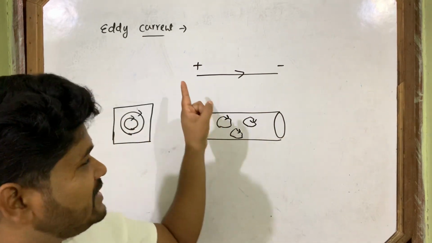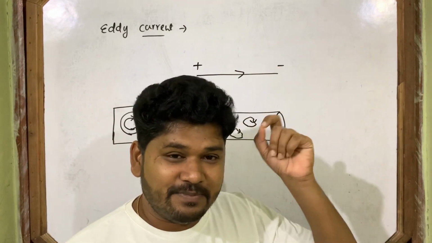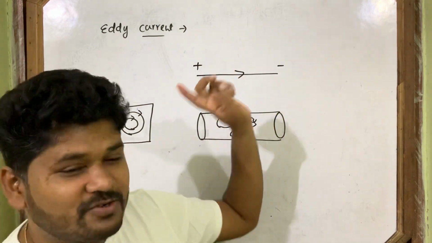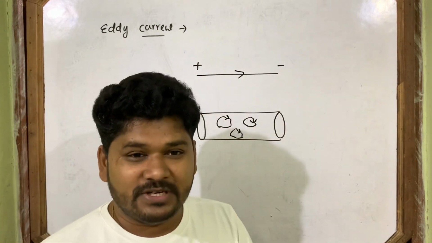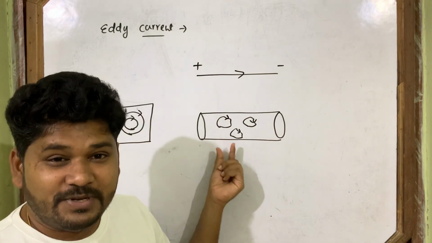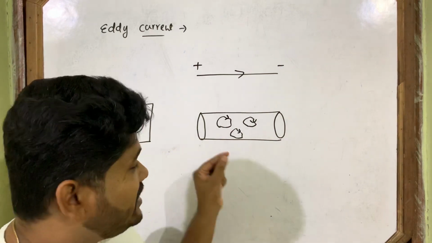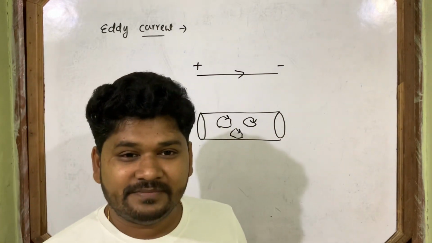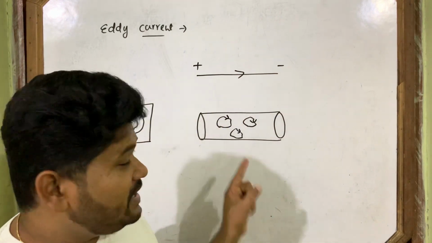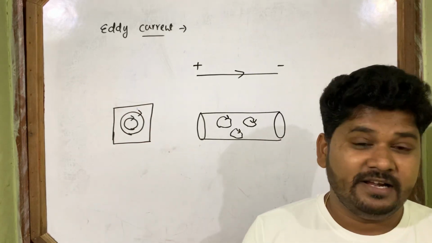You know current passes from one terminal to another terminal; that picture was there in your mind earlier. And if the circuit is not closed, then no current passes through it. But now you are getting astonished. Obviously, the conductor is not connected to any circuit, but in the body of the conductor, current flows in a closed path. This is called eddy current.